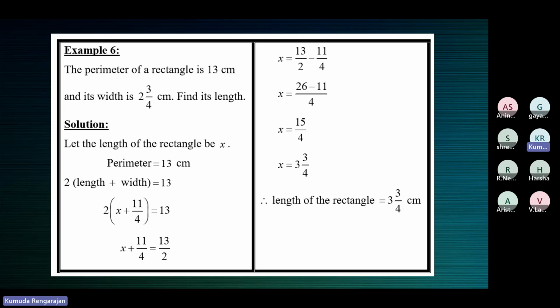Yes, very good, Netra. Thanks for asking that question. Others? Done writing, ma'am. Ariston? Yes, ma'am, finished writing this. Do you understand this? Yes, ma'am, I understood it.